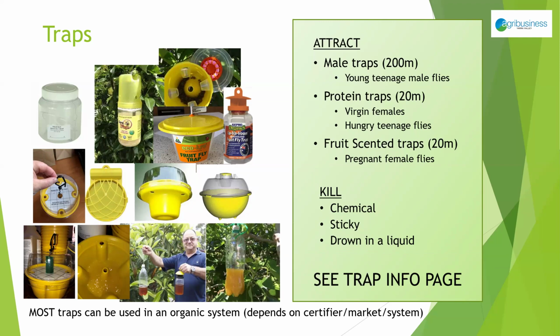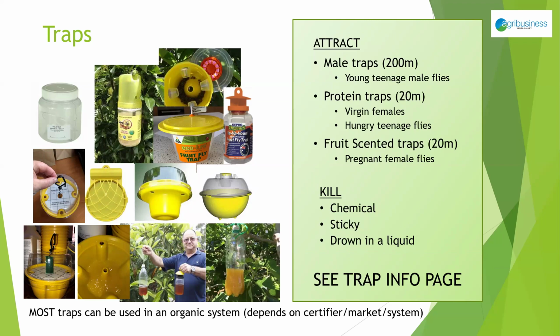So the types of traps that are out there are male traps. So they attract the Queensland fruit fly male. They can attract the male from about 200 metres away. So that's about why we put them on that 400 metre grid if possible.